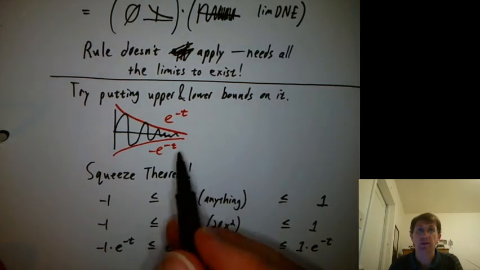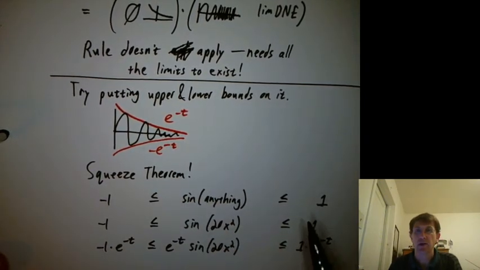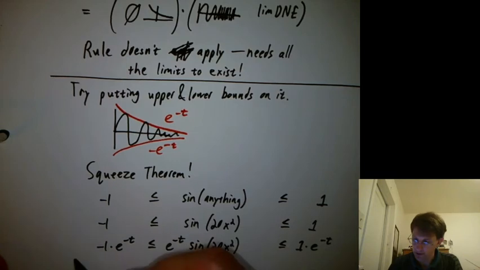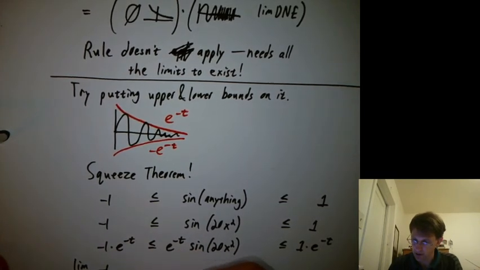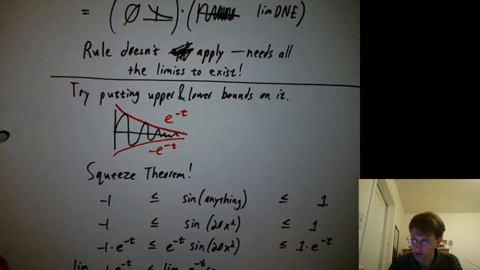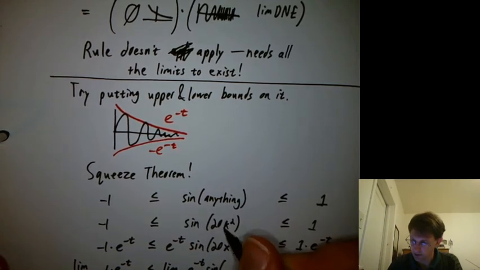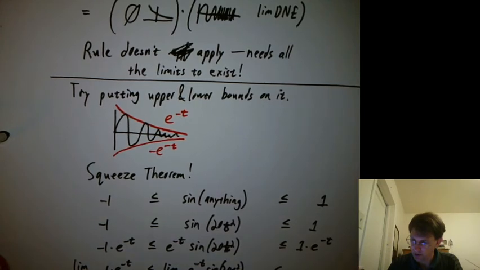So that's the graph we just drew there. But it doesn't say anything about limits yet. So let's take the limit of each part. As t goes to infinity, the limit of -1 times e to the negative t is less than or equal to the limit of e to the negative t sine 20t squared, less than or equal to the limit of 1 times e to the negative t.